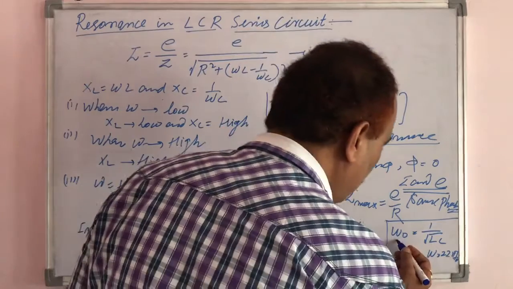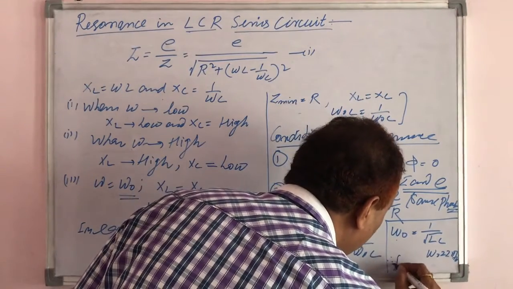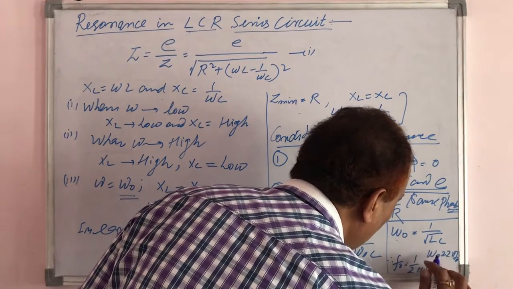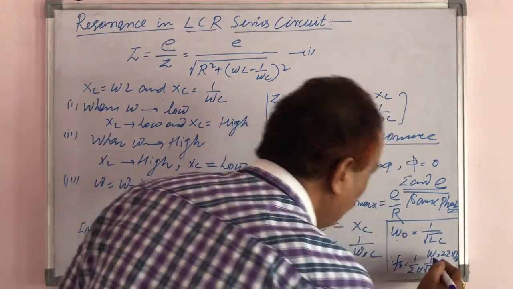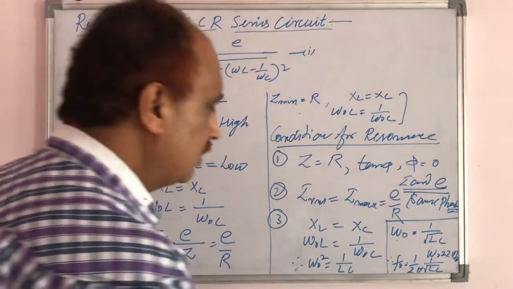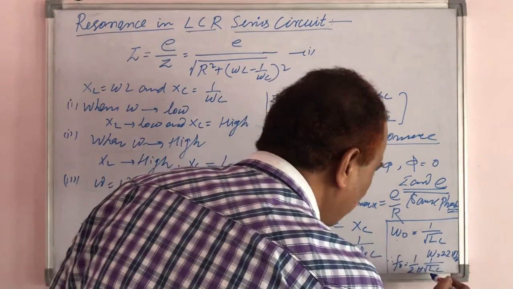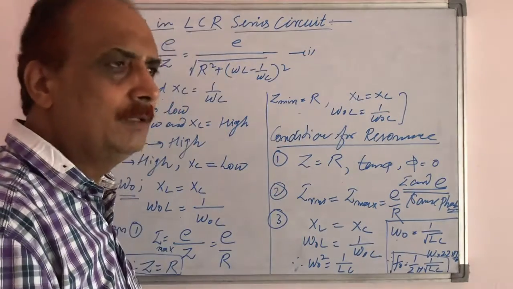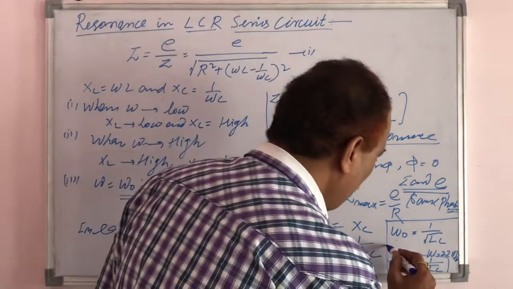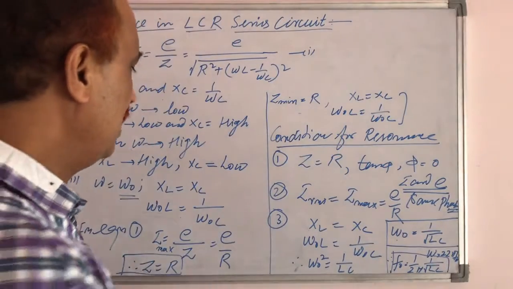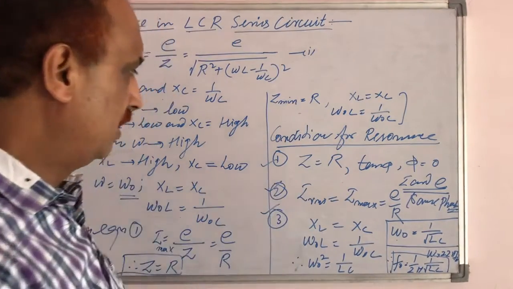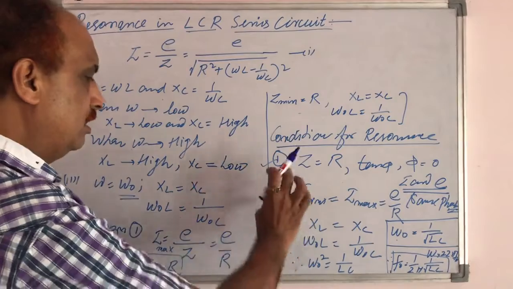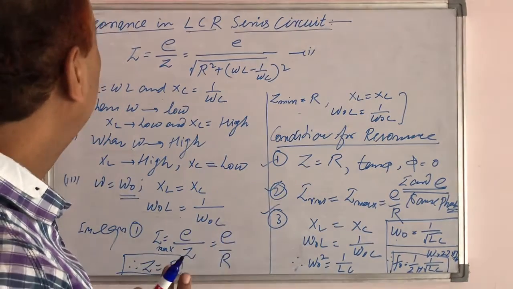So when you put the value of omega equal to 2 pi f, the value of f naught will be equal to 1 upon 2 pi times 1 upon square root LC. So this is the formula for the resonant frequency, and the angular frequency will be omega naught equals 1 upon square root LC. These are the three conditions of resonance. If any LCR circuit behaves as a resonant LCR circuit, these three conditions should be fulfilled in the circuit.